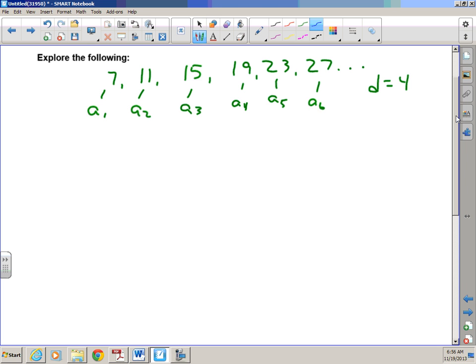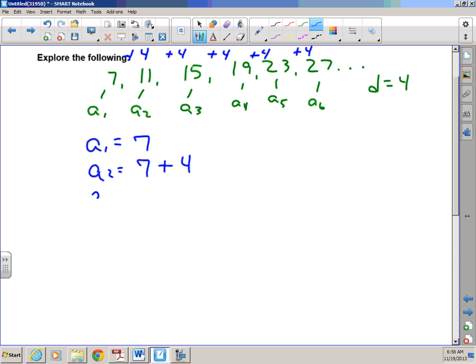So let's examine this, and we're going to look at this two different ways. A1 is equal to 7. What you'll see here is every time we're adding 4. If you understand that repeated addition can be translated into multiplication, that'll help you understand this. Now, what is A sub 2? Well, it's the 7 plus 4.